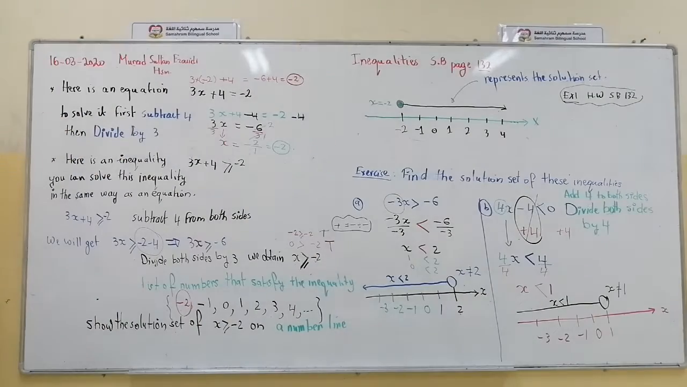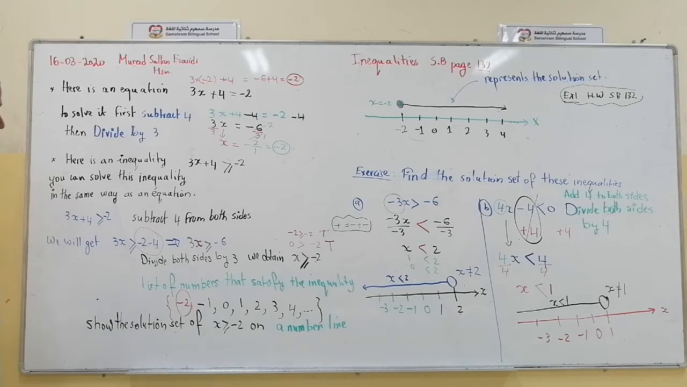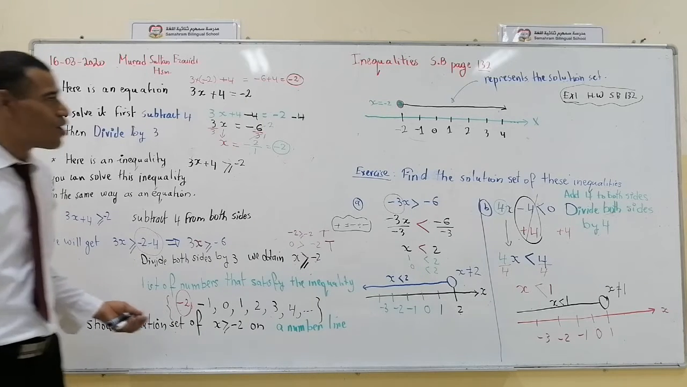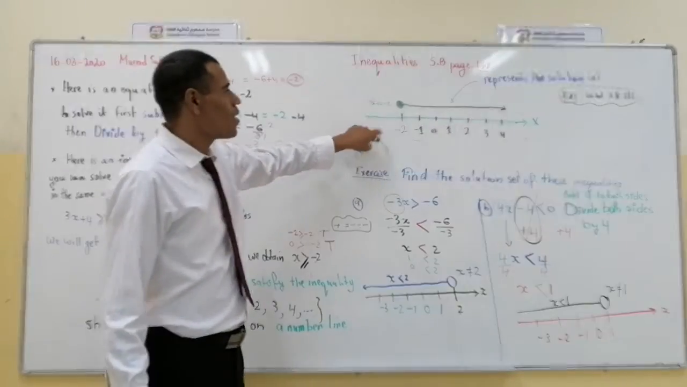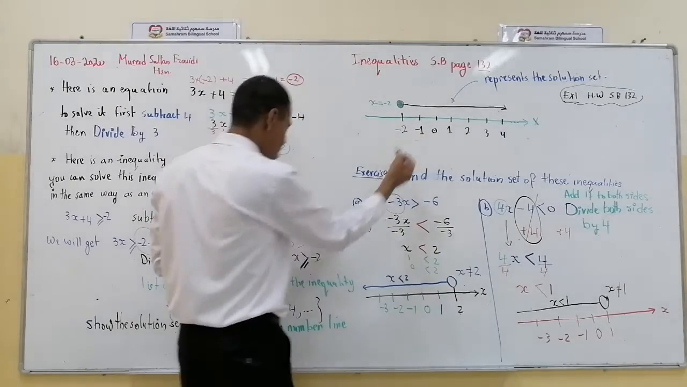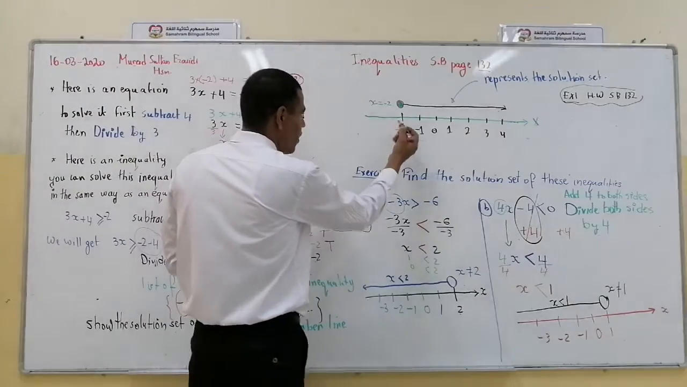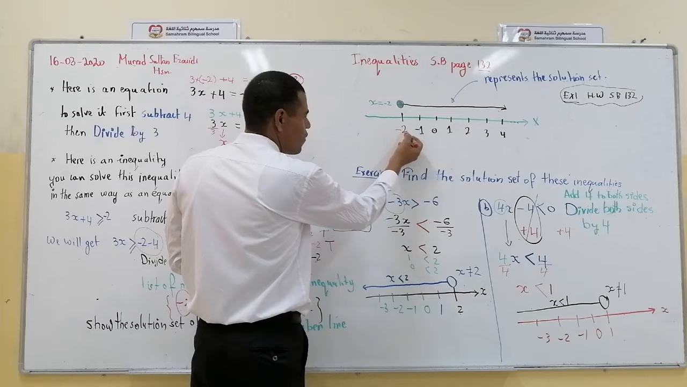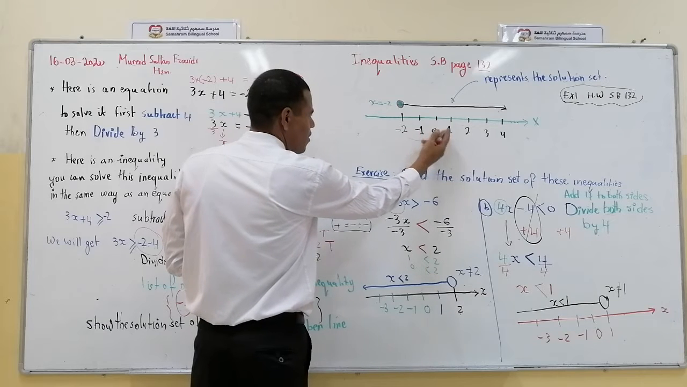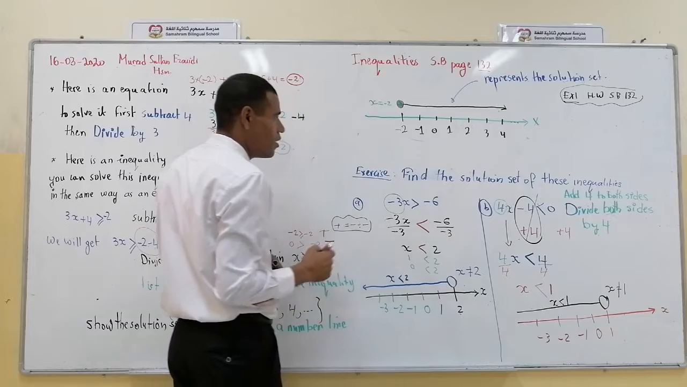Very good. So, in order to show the solution set of my inequality on a number line, I should draw first what? I should draw this number line. Then I will write here, this is negative 2. Why? Because x is greater than or equal to negative 2. Okay, so negative 2, then we have negative 1, 0, 1, 2, 3, 4, and so on.